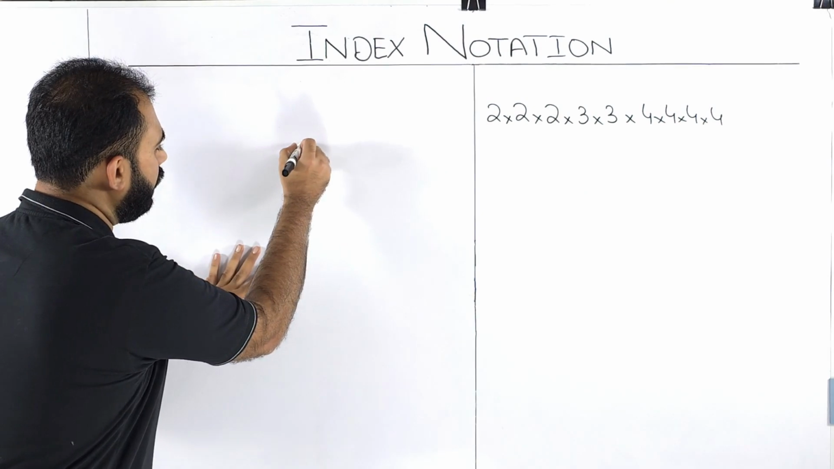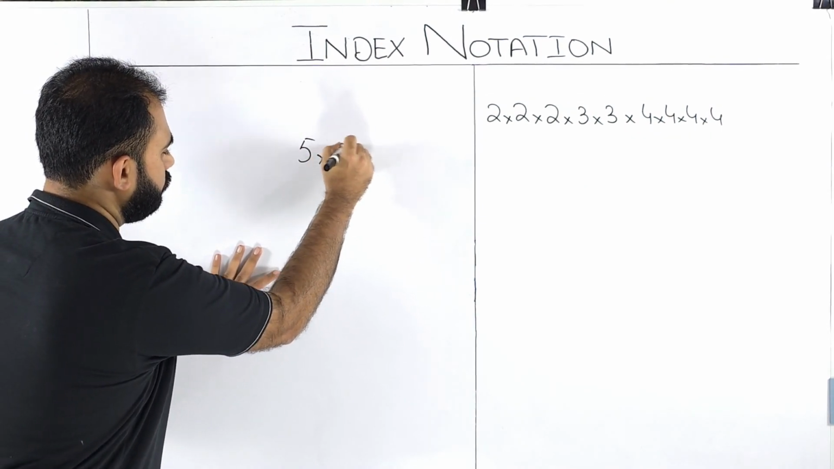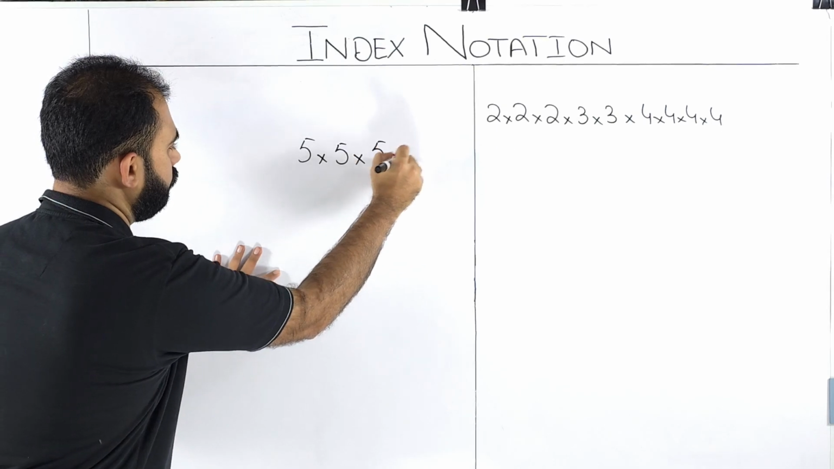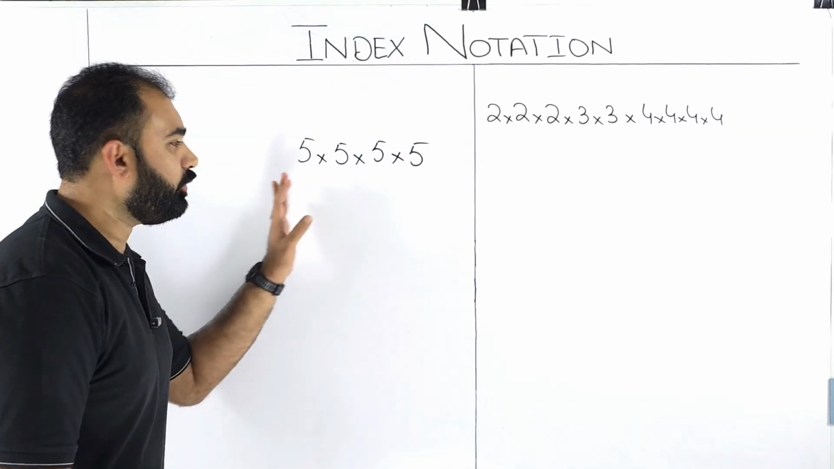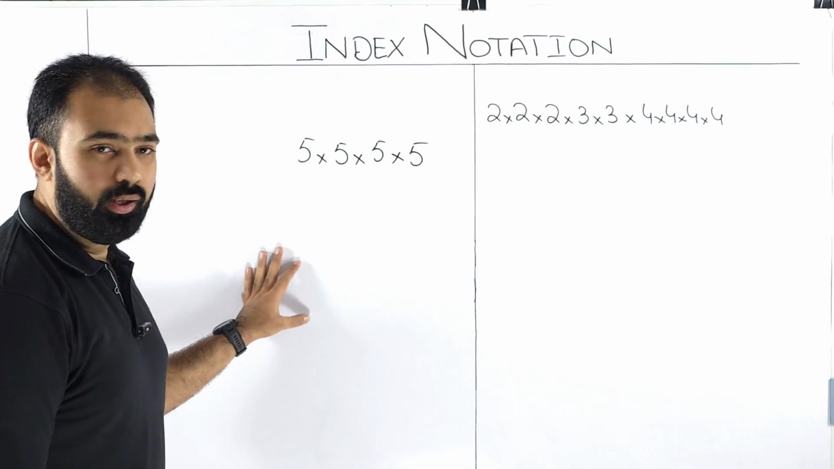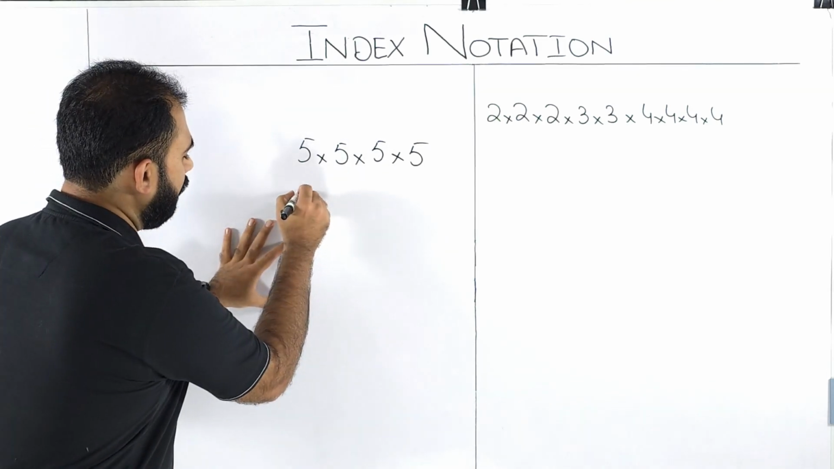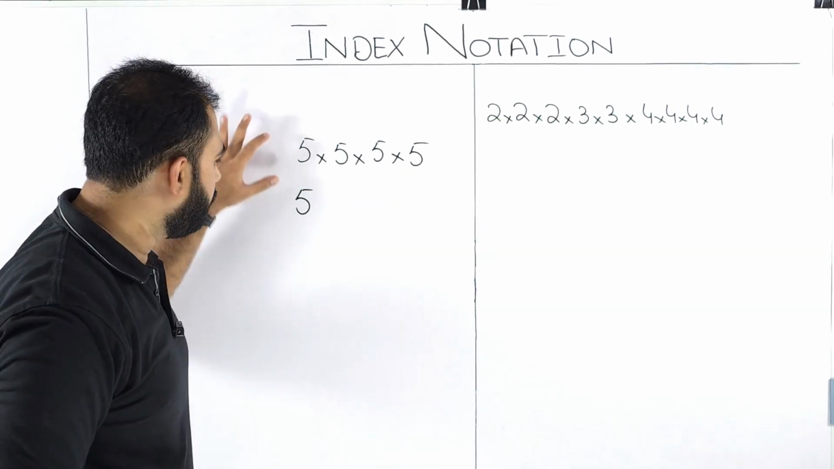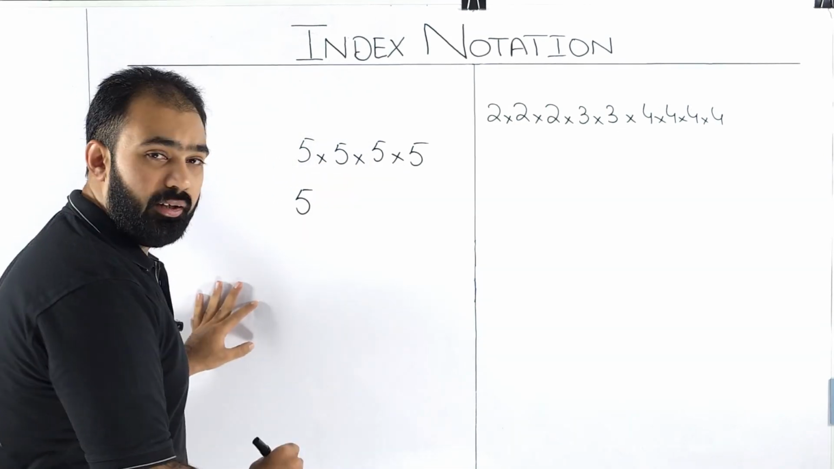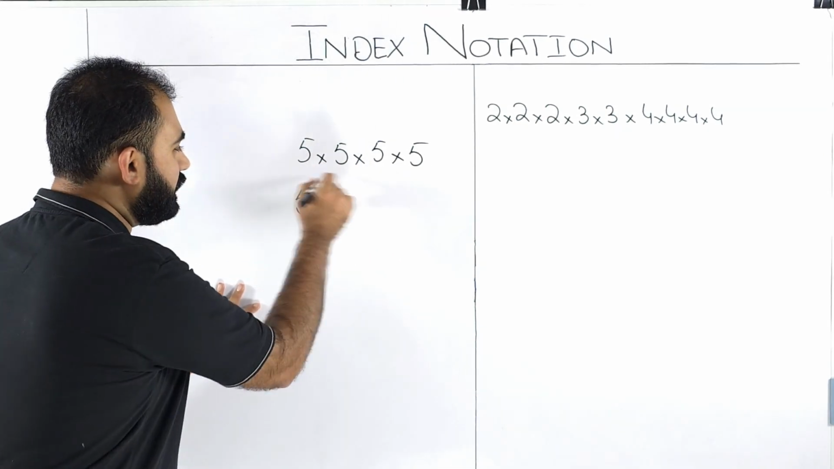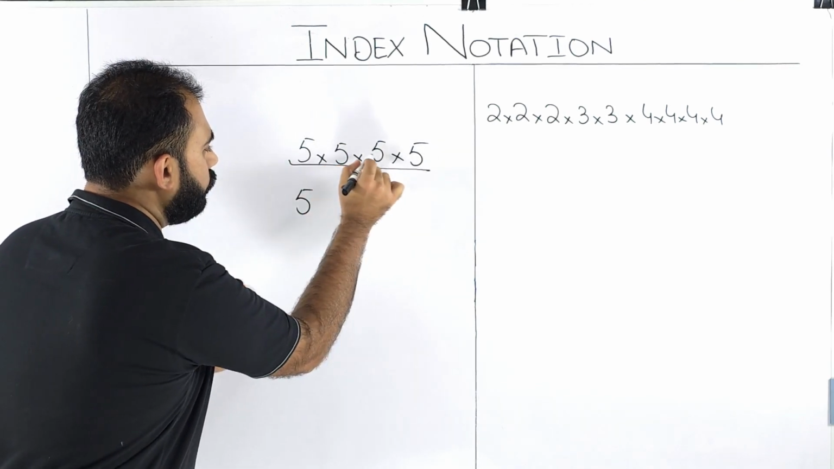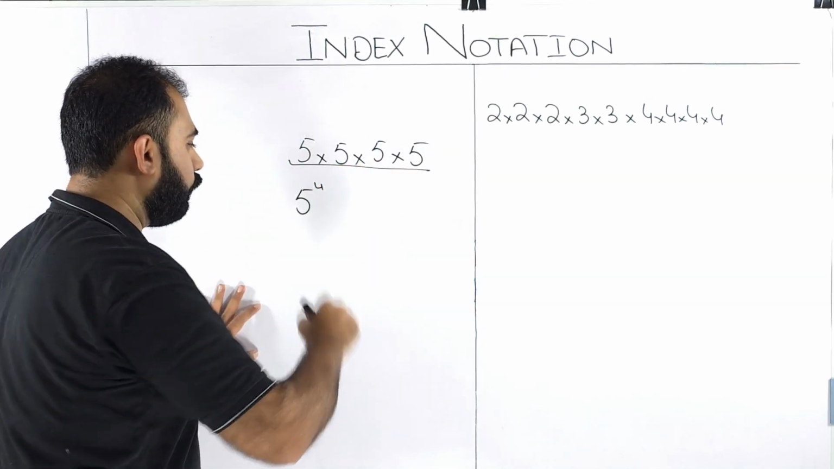Suppose I have a multiplication string where all the fives are being multiplied with each other. I can convert it into a single term. I'll write 5 because the number in consideration is 5, and I'll write how many times it is there in this string. 1, 2, 3, 4 times. So I'll write 4 here.